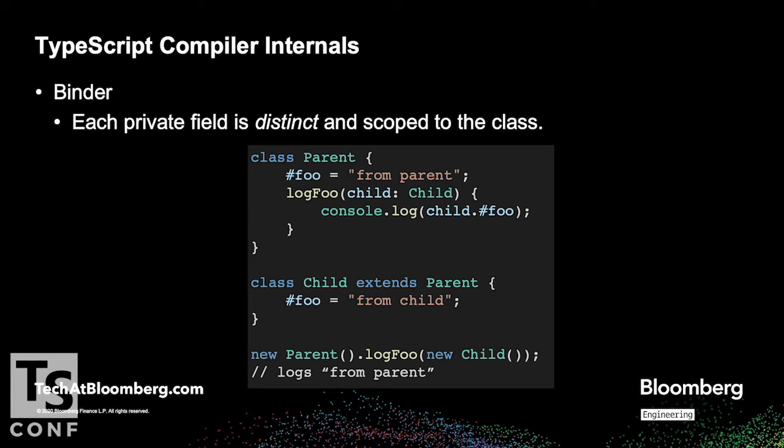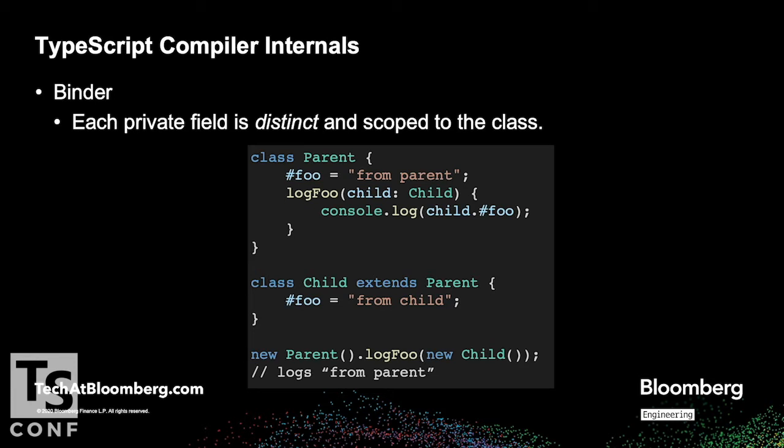Each private field is distinct in scope to its class. In this example, we'll demonstrate exactly what that means. We have a class Child that extends a Parent class. The parent contains a #foo property, and the child also defines a #foo property. It turns out that these two properties are distinct, and neither class can detect each other's #foo property. The #foo in the child does not overwrite the #foo in the parent.